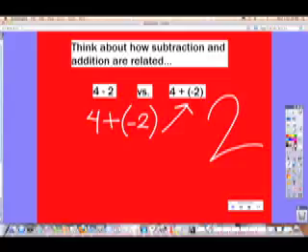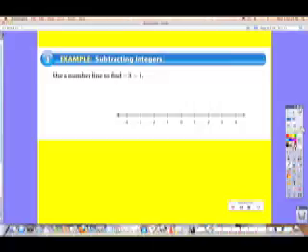So shout it out. Out of this problem, what do we keep? Negative 3. Good job. So there's our keep. Change the subtract to an add. Change the 1 to a negative. So we just keep, change, change.